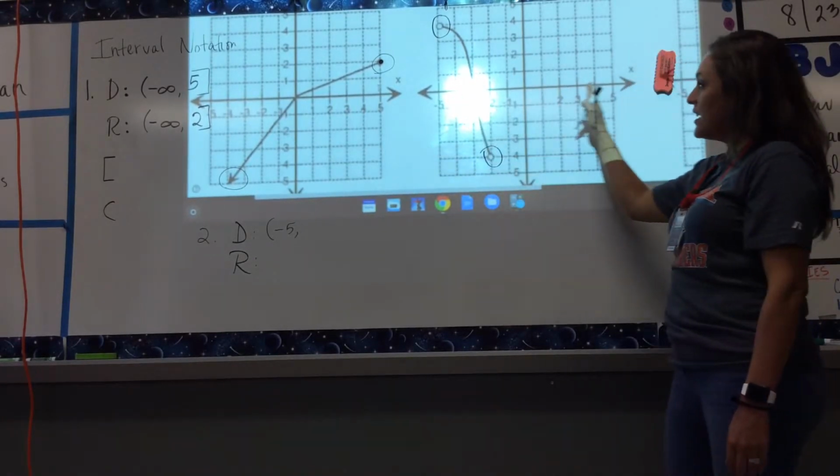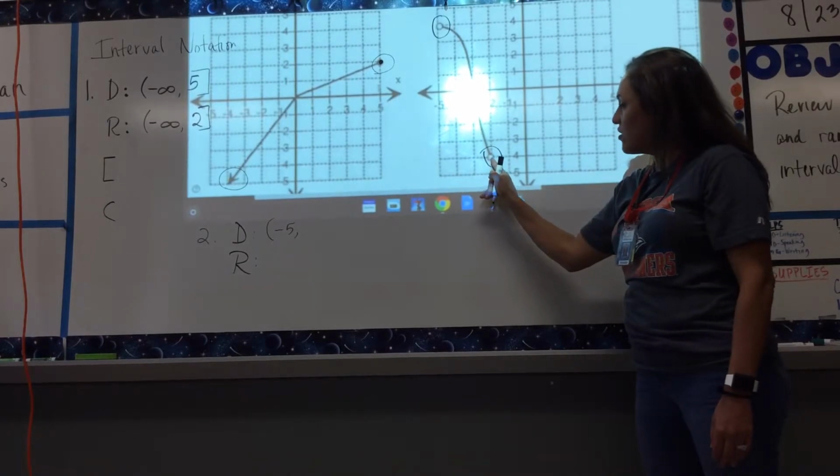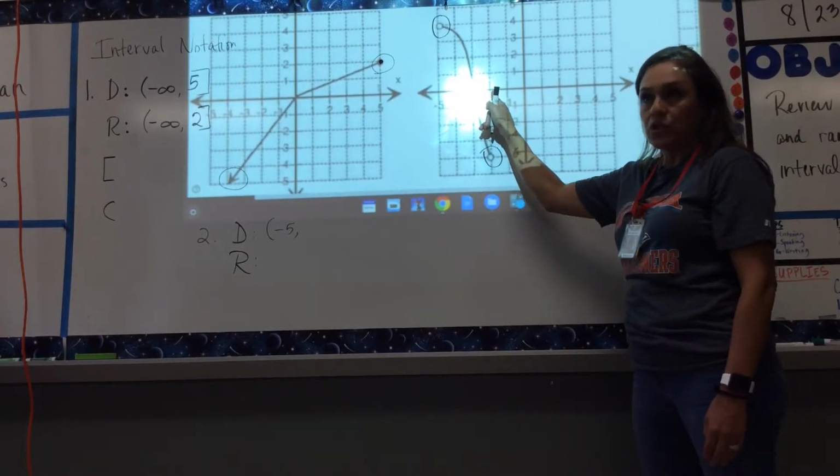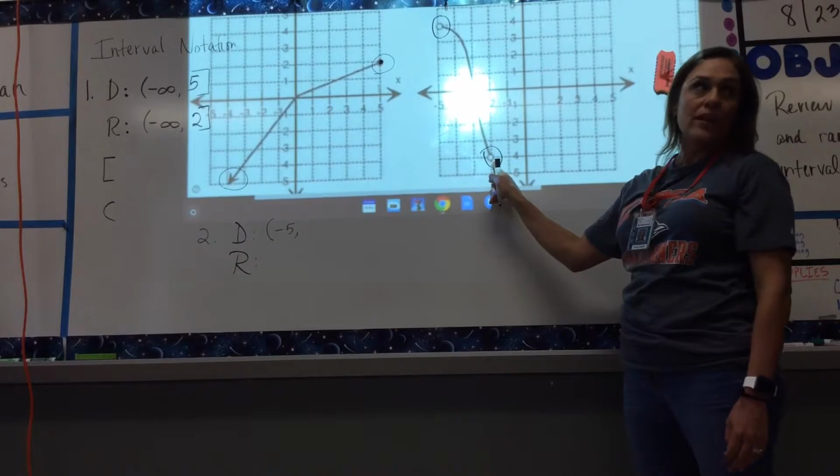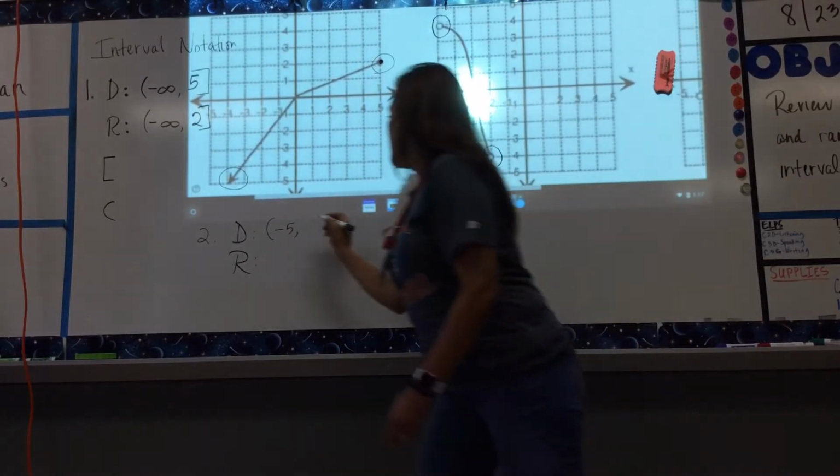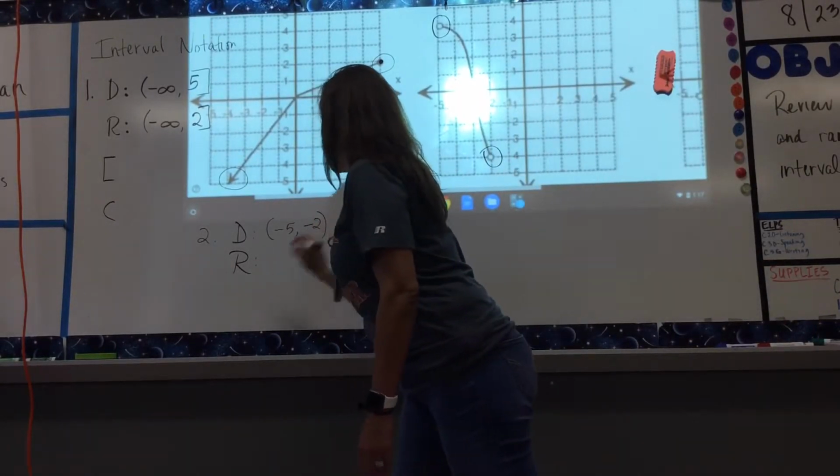Okay, remember we're looking at the x-axis. So the farthest to the right is going to be -2. And it's open. So what do I use? Parentheses. So -2, parentheses.